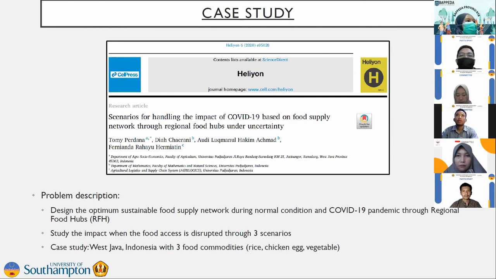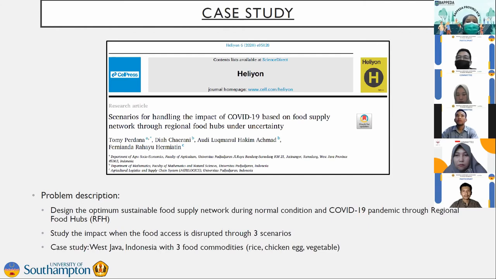So we try to fulfill food resilience by implementing regional food hubs. That is the main problem. But most important is that it needs to be sustained. It can be applied not only during normal conditions or COVID-19; it can be sustained, not just temporary. This is the thing that we want to create. And talking about COVID, we actually want to talk about three scenarios. The scenarios are based on the disruptions of food access.